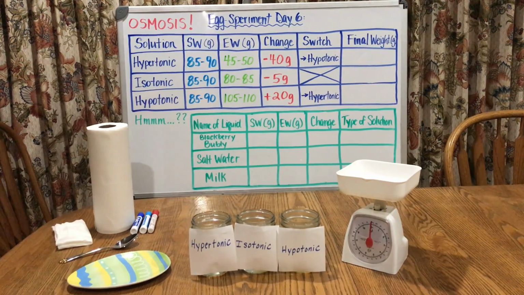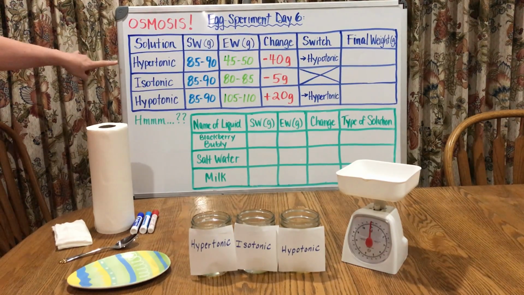Hi everyone. Welcome to day 6 of the egg experiment, and I just want to do a really quick recap as to what we have done so far. We took the 3 eggs, we dissolved their shells in vinegar, and then we put those eggs into different solutions, and you can look up on the board and see what we have here.